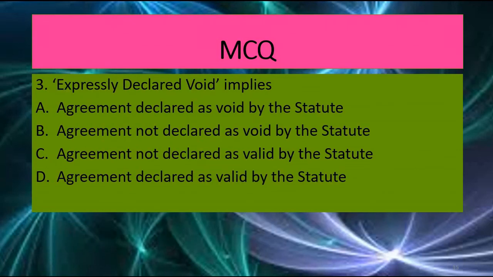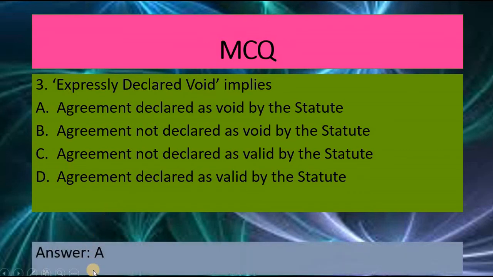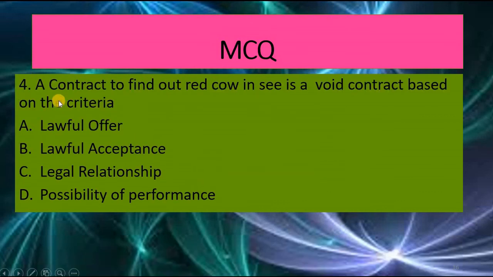And the next question, expressly declared void implies: option A, agreement declared as void by the statute; agreement not declared as void by the statute; agreement not declared as valid by the statute; agreement declared as valid by the statute. Answer is A, agreement declared as void by the statute.